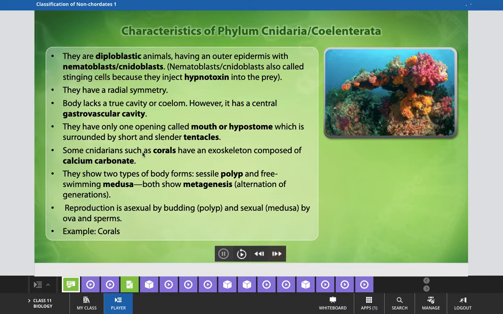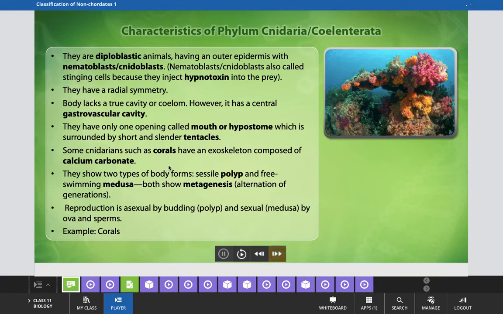And some cnidarians, such as corals that you can see here in this chart, multicolored corals, have an exoskeleton composed of calcium carbonate. They show two types of body forms. One is known as sessile or polyp, and the free swimming one is known as medusa. Both show metagenesis, alternation of generation.